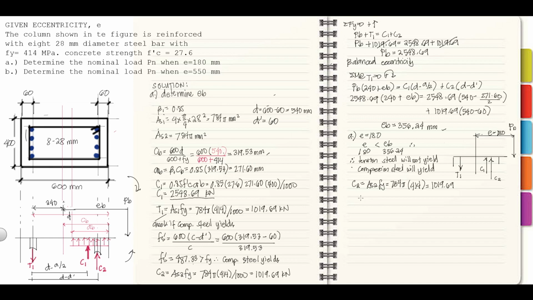So next, for C1. So ang C1, hindi mag-yield yung steel. So Fs lang tayo doon. Okay? Pero meron tayong value ng Fs in terms of C. So ang AS1 natin dito, class, is 784 pi. Anong Fs natin in terms of C? That is the quantity, 600 D minus C all over C. Alright?